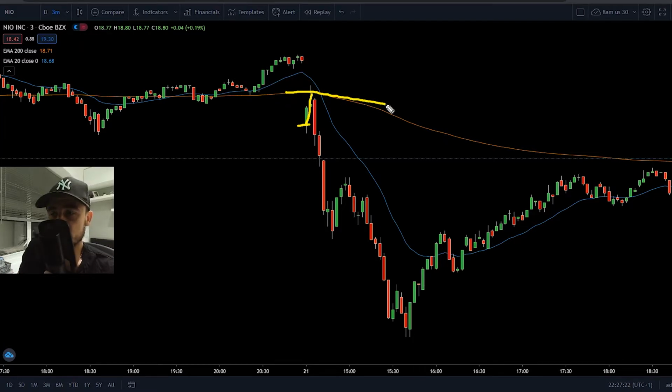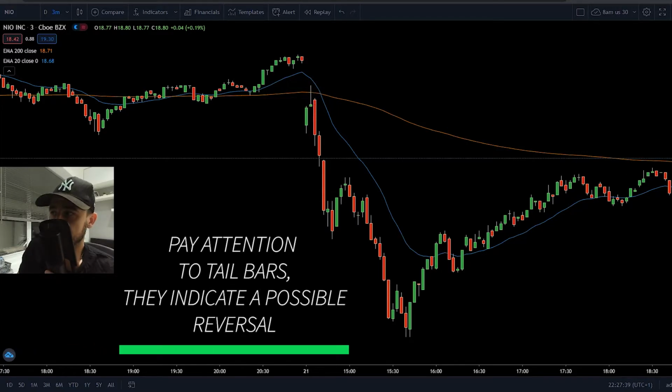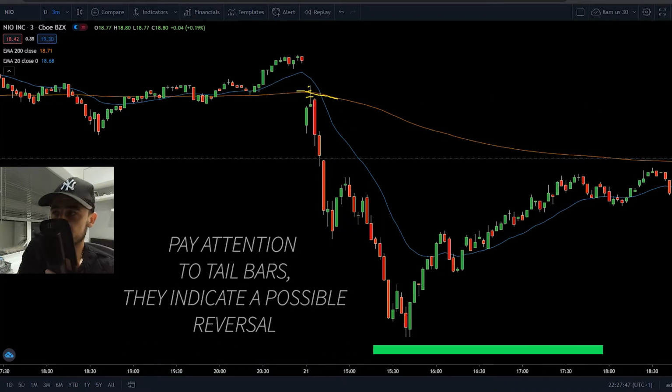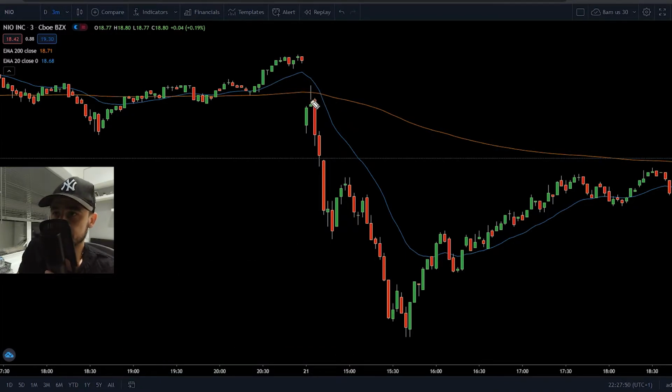And what did I say? The 200 acts as support and resistance. So does the 20, but the 200 is the main support resistance indicator you want to pay attention to when price goes near it. And then we had this tail bar. Can you see this topping tail bar? That tail indicates weakness, guys, of the 200. And as soon as that occurs at a moving average, especially the 200 at the open, you want to try and get short into this.